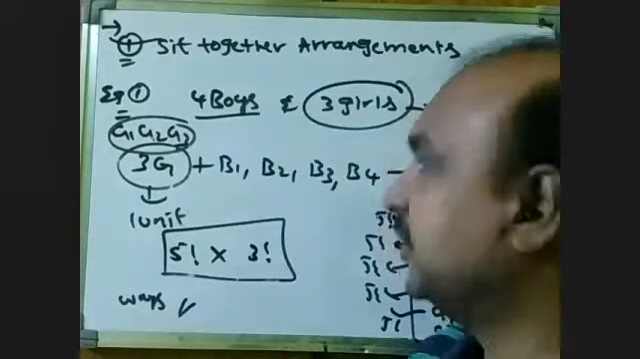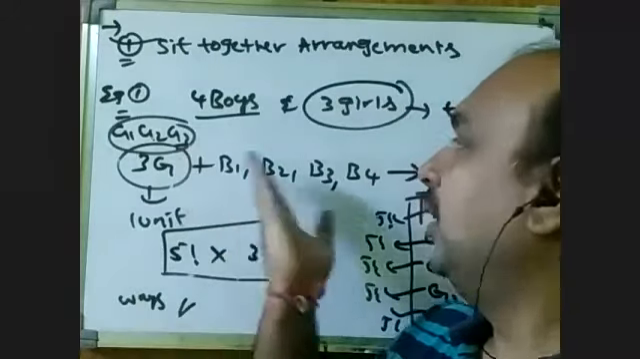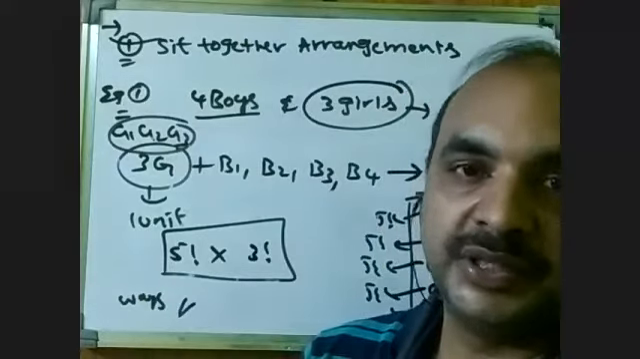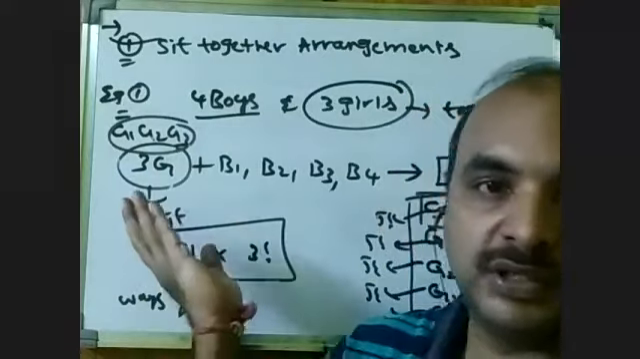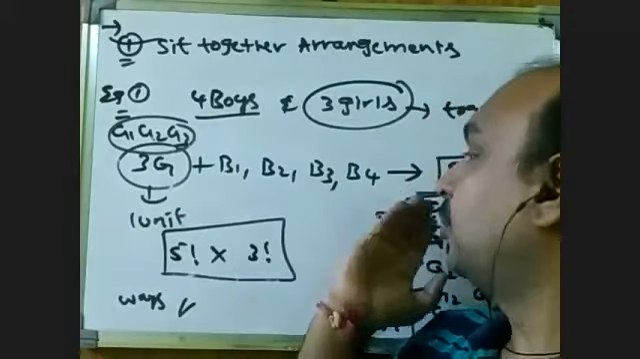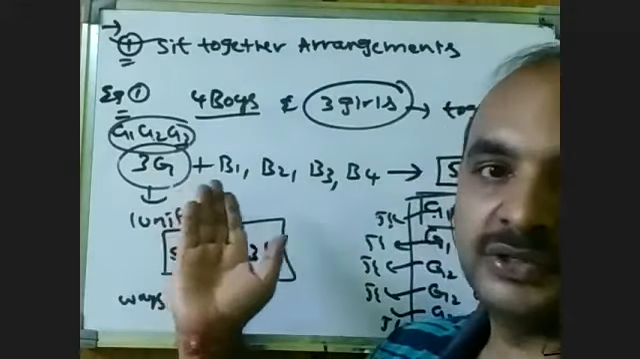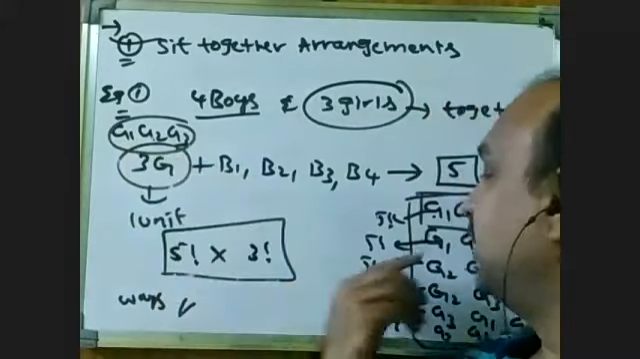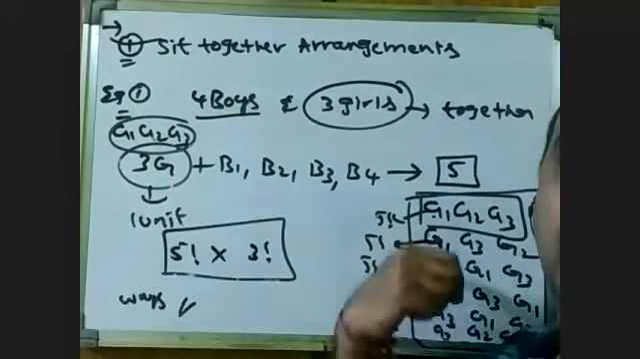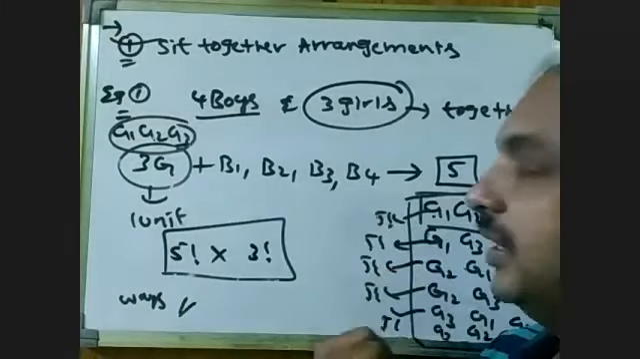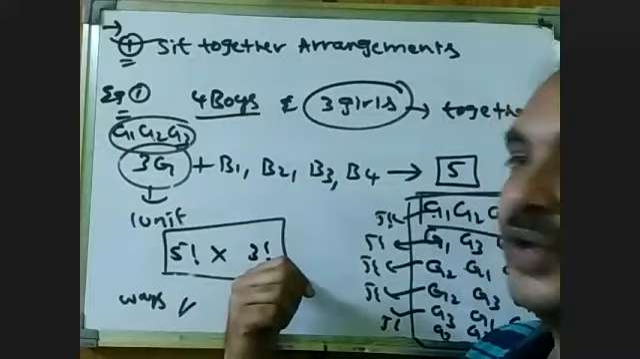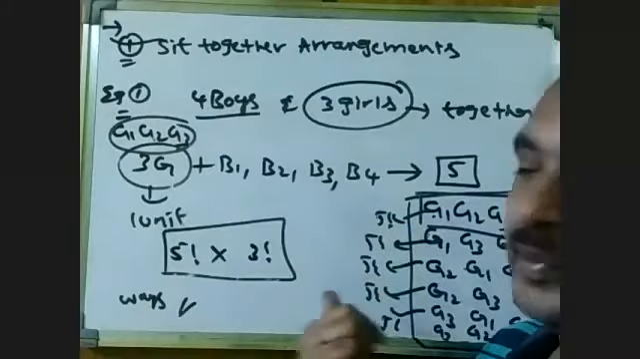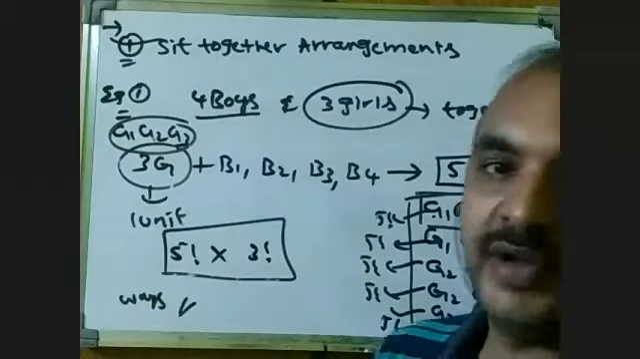Here, there are 4 boys and 3 girls. I should arrange in such a way that all girls come together. You consider these 3 girls as 1 unit, 3G as 1 unit, and the 4 boys, total 5. This 1 unit of girls, you can arrange in 5 factorial ways. These 3 girls, G1, G2, G3, can be arranged internally in these many ways. This is 6 ways, which is nothing but 3 factorial. For every arrangement you'll get 5 factorial. Since there are 3 factorial arrangements, you'll get 3 factorial into 5 factorial ways.